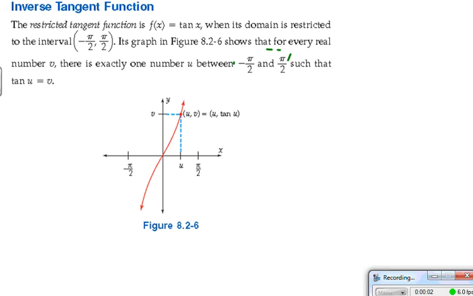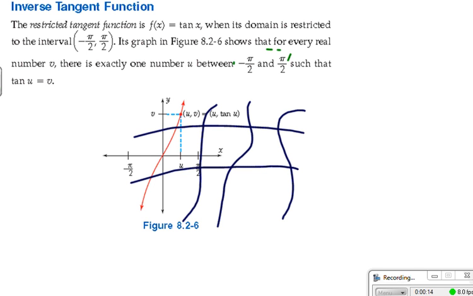Okay, now we're going to look at the inverse tan function. Again, like the inverse sine and the inverse cosine, we're going to have to restrict the domain because our sine function, we know, is cyclical. So it repeats, which means it's not going to pass the horizontal line test. So we're going to look at a portion of our sine graph.